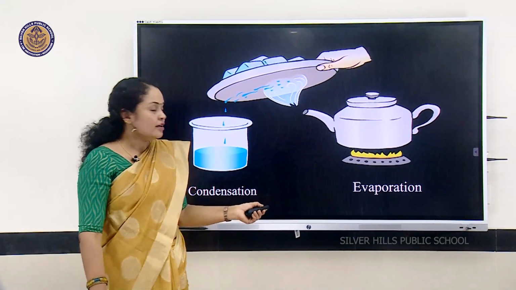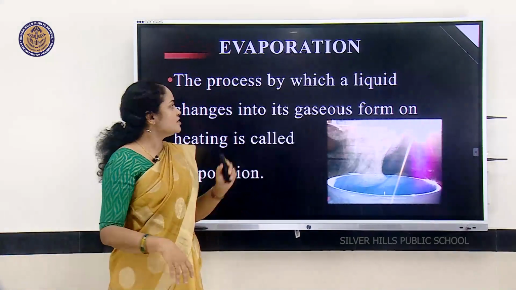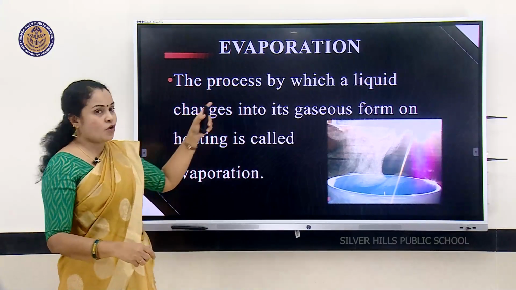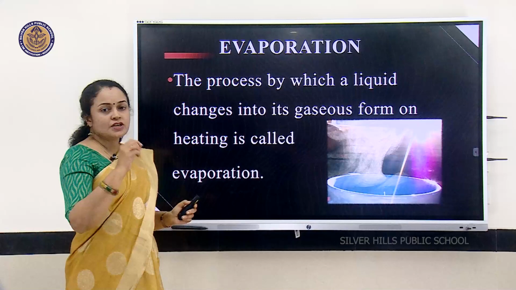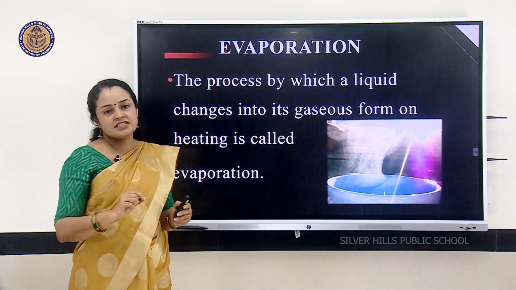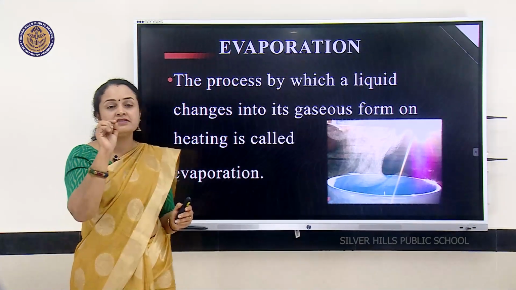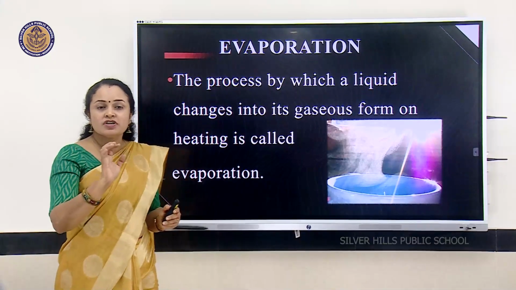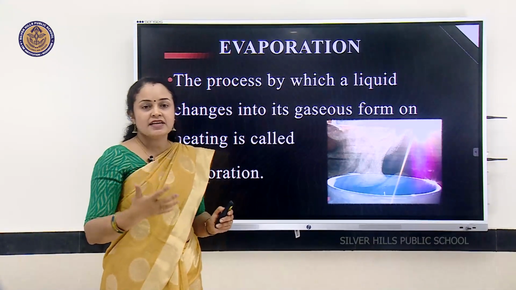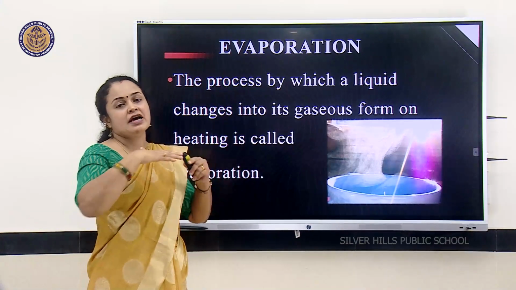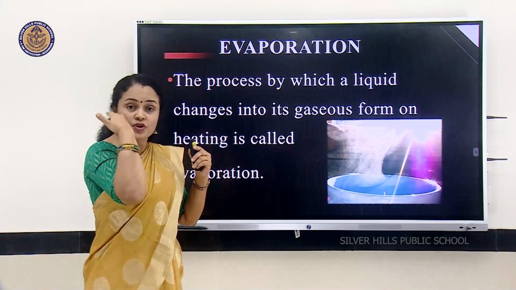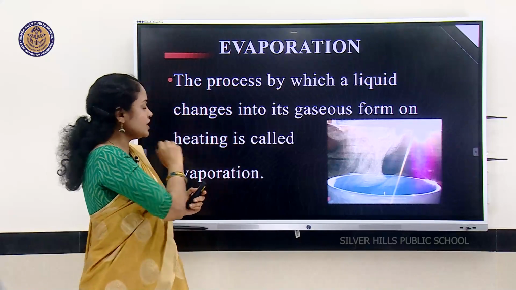Let me explain what is evaporation. So now let me tell you the definition for evaporation. The process by which a liquid changes into its gaseous form on heating is called evaporation. Here, when the liquid is getting heated up, the particles will gain so much energy and they will just escape as water vapor, in its gaseous form. That is known as evaporation.